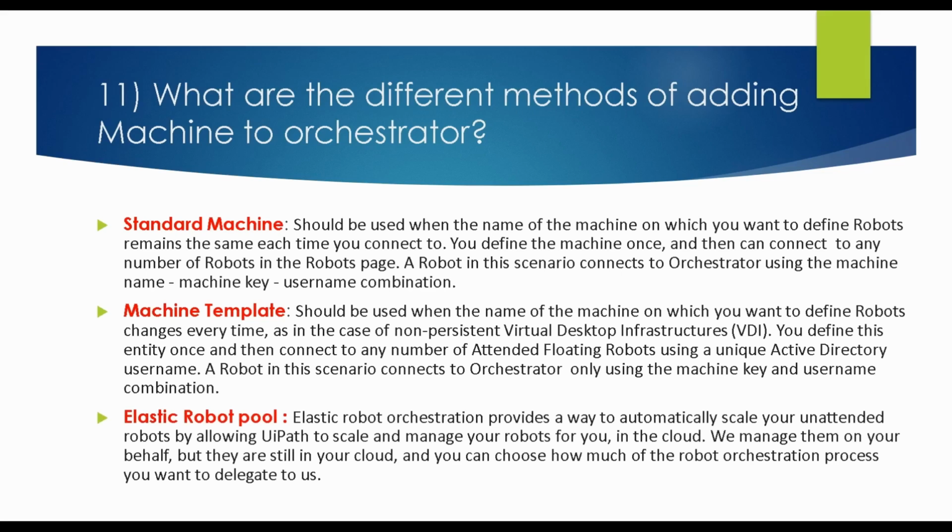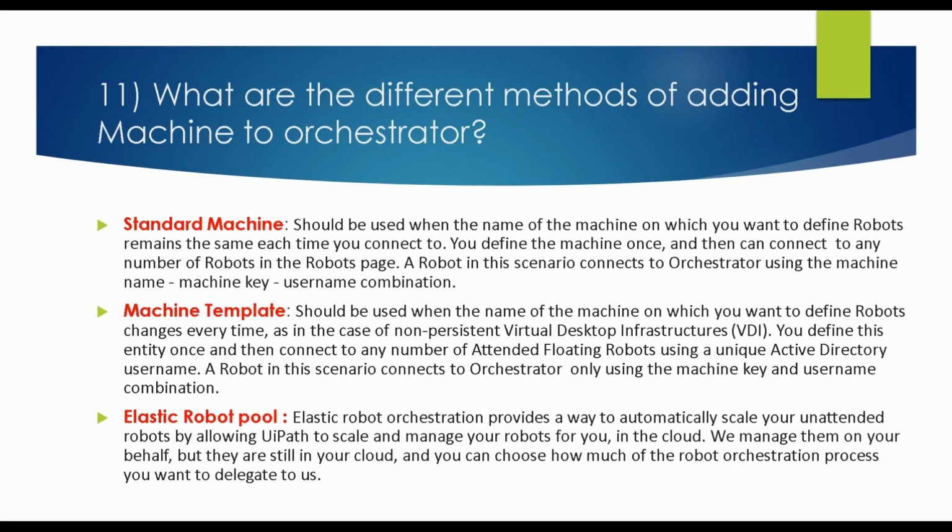What is Elastic Robot Pool? Elastic Robot Orchestration provides a way to automatically scale your unattended robots by allowing UiPath to scale and manage your robots for you. Suppose in future you want to get 5 more robots for your execution, you can go with the Elastic Robot Pool. The benefit is UiPath will help you to scale and manage your robots. We may manage them on your behalf, but they are still in your cloud, and you can choose how much of the robot orchestration process you want to delegate to us.